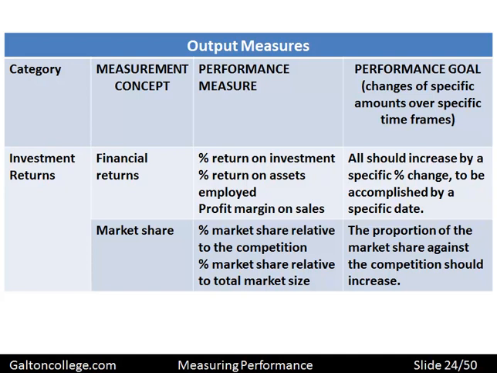The performance goal here could be to look at the proportion of the market share against the competition and see to what extent that should increase over a particular time period. So again, it's setting out a performance goal. It should say the market share is currently, let's say, 20% of the market. Let's try and grow that to 22% in the next year, or 25%, and then set about getting strategies to enable it to do so.